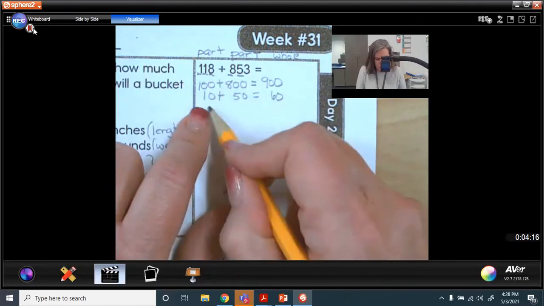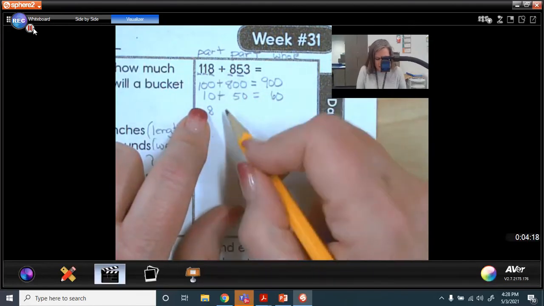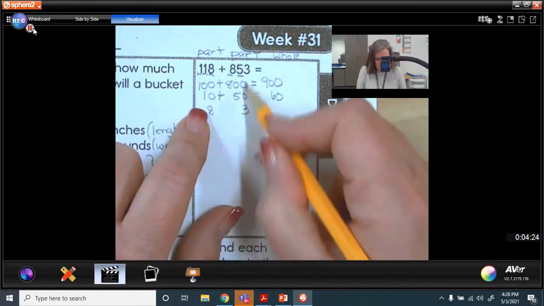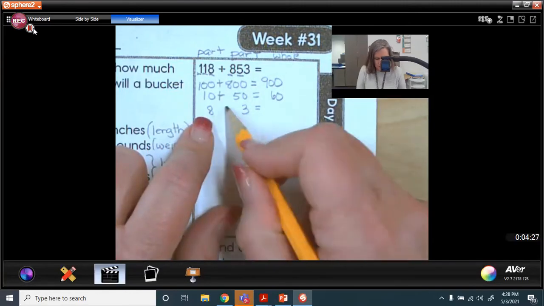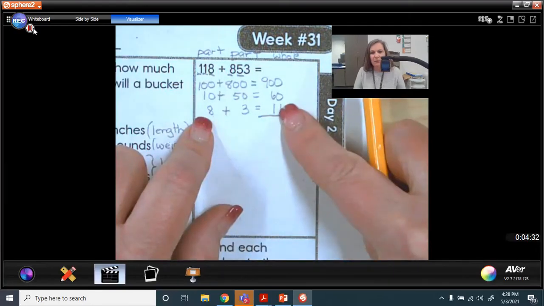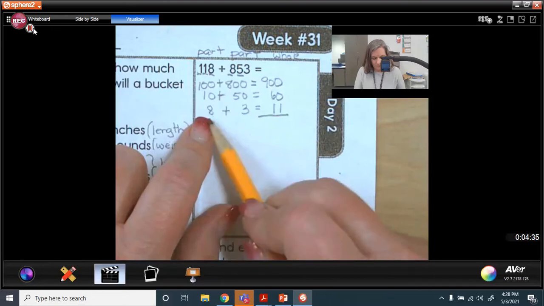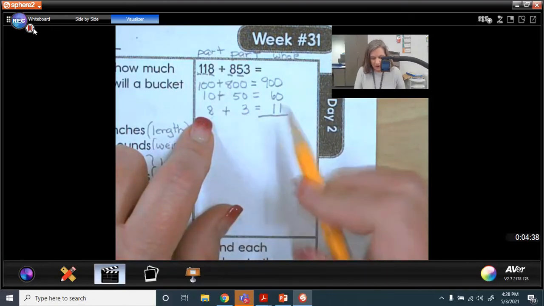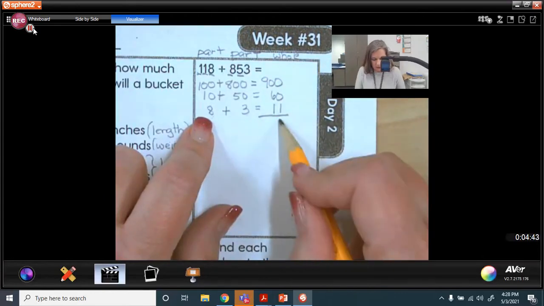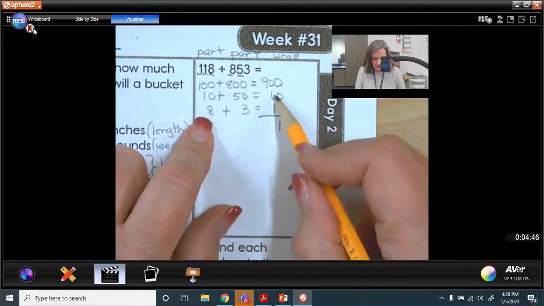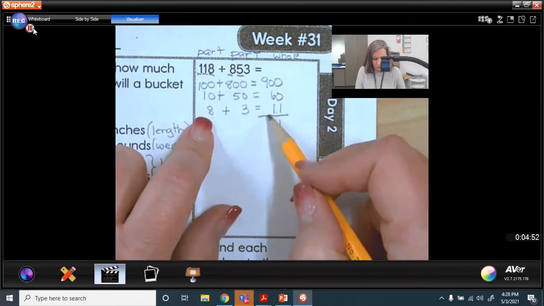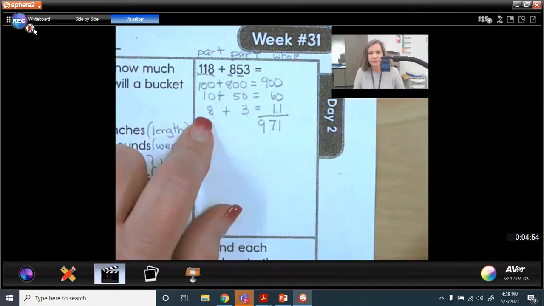Now I'm going to take my ones and I'm going to take this 8 and add 3. So notice I keep this in the ones place and I keep this in the ones place, and I have 8 plus 3, and together that makes 11. Notice I was able to make a new 10 from the 8 and a 3, which means I'm regrouping this 10 into the 10's place. So I have 1 from my ones, I have 60, and another 10 makes 70. And I don't have any hundreds that I'm regrouping, so I have 971.